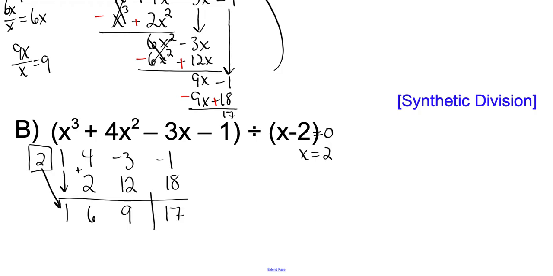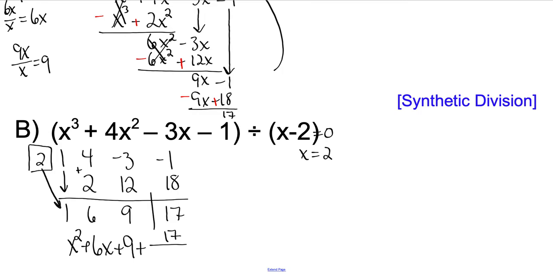So that's my remainder. We started with the cube, we broke it down by an x. So this down here is going to be x squared. So it'll be 1x squared plus 6x plus 9 plus my remainder of a positive 17. So we'll add that 17 over. Remember, this is our divisor, which we can look over here.